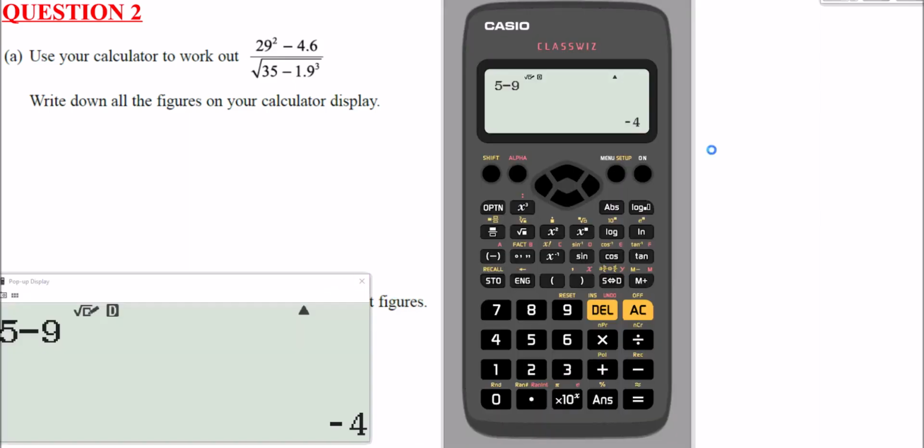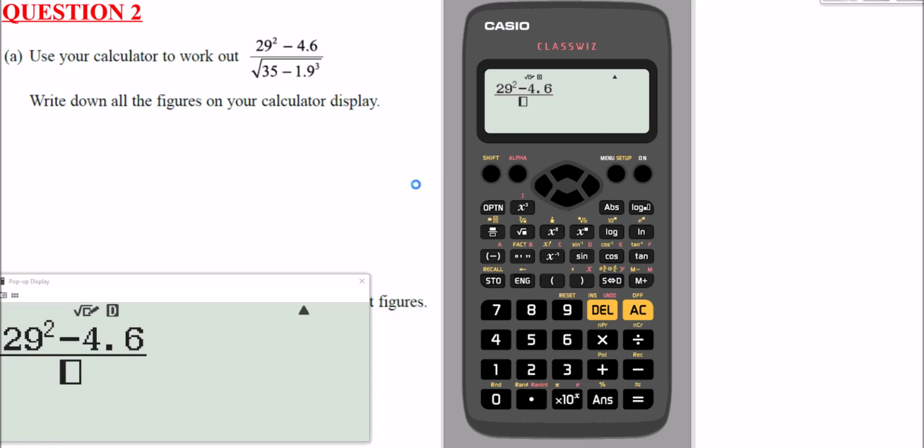I would always recommend a Casio. I am biased. I apologise. So you just type it in exactly how it looks. Here you can see there's a fraction line, so tap the fraction button and just type in exactly how it appears. So 29 squared, minus 4.6.